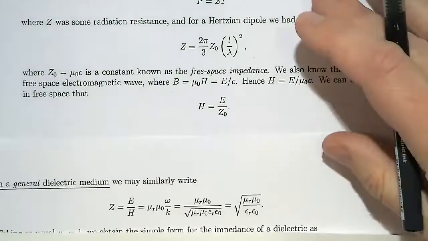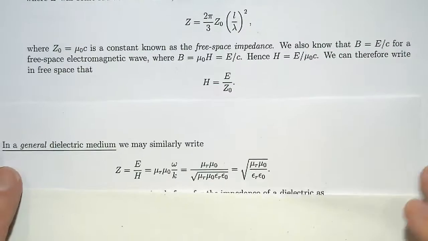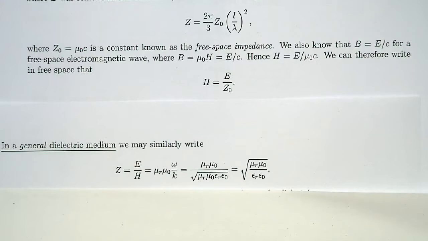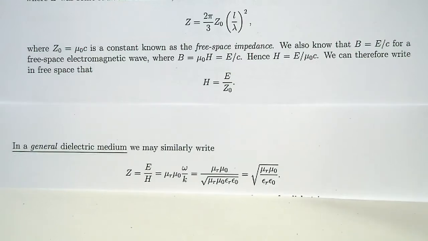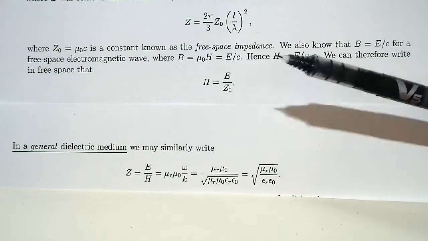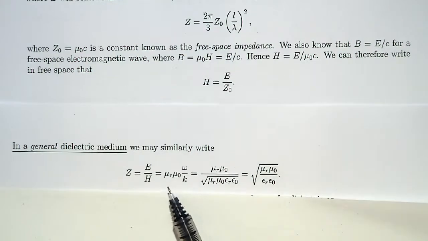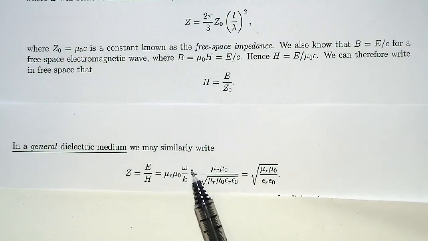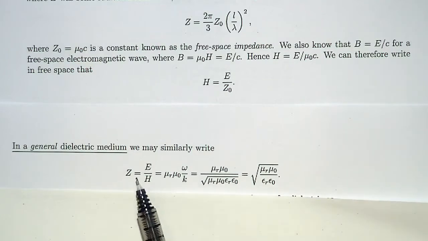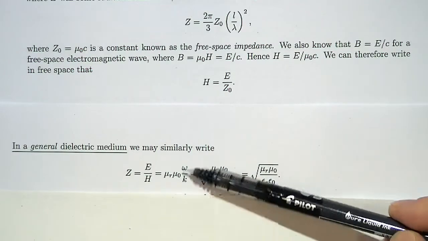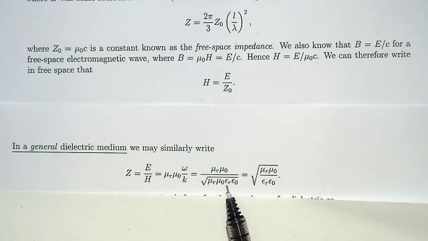Okay. So in a dielectric medium, we can write the same kind of thing. We can write down the impedance of a wave in that medium as being the ratio of the electric field that we generate compared to this H value, which is related to the magnetic field. It's similar to the free space situation, except we need to include permeabilities and the dispersion relation here, omega over k. So when we calculate it through, we can relate omega to k. That's the velocity. That's the phase velocity.